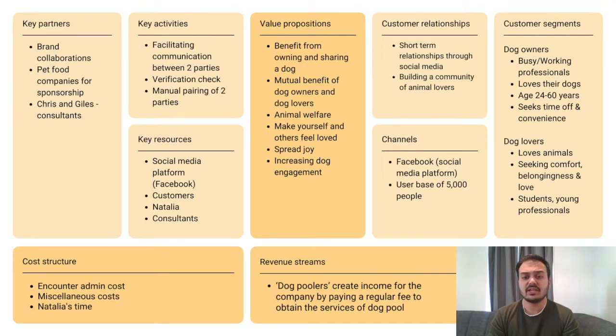Out of these, we found value proposition the most interesting and challenging segment, as there are so many reasons why this business exists, and it was difficult to just choose one. This business serves a lot of purposes other than just profitability. There is a mutual benefit of owning and sharing a dog. It also serves the purpose of animal welfare. It spreads joy and help to those who require it and mainly increases dog engagement. So, this justifies that a lot of value is generated. There are various other segments which can also be looked at in our presentation.